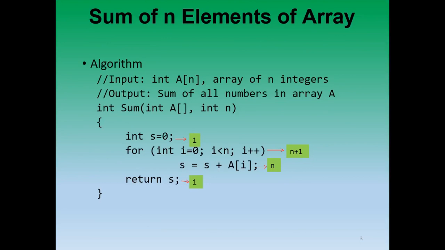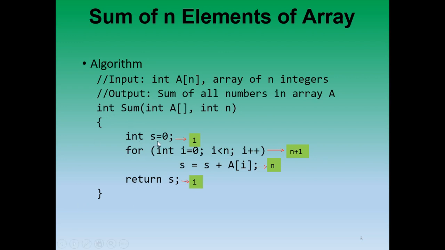Here we take an example to identify the time complexity, or the amount of time taken by an algorithm, for the sum of the elements of a given array. What is the input? The input of this example is an array of integers, and the output is the sum of all numbers. We have already written the code, or algorithm, for it.